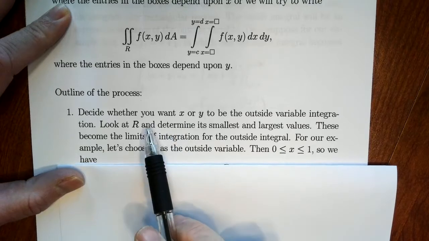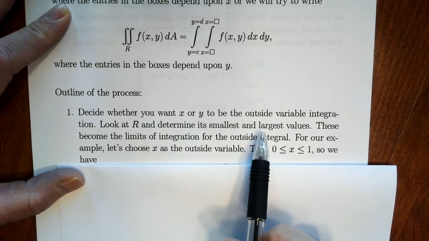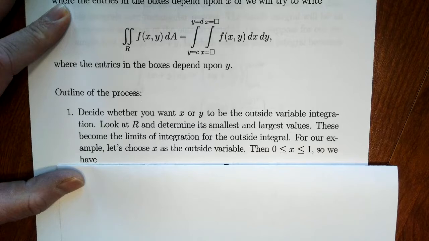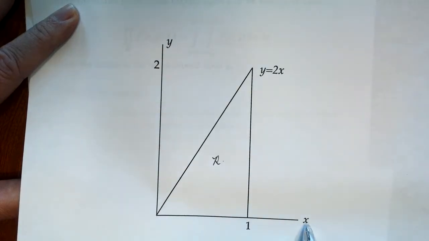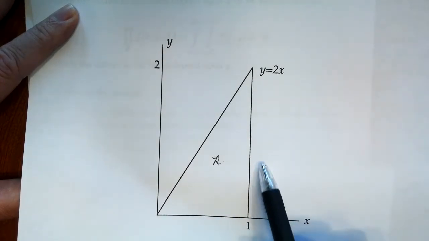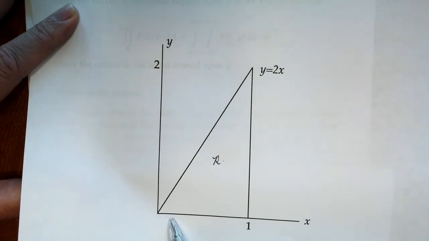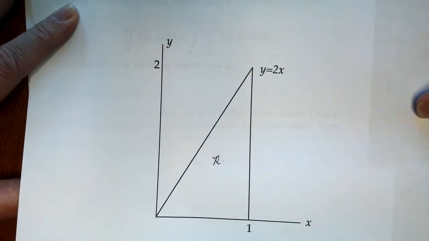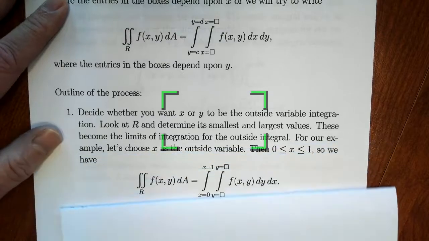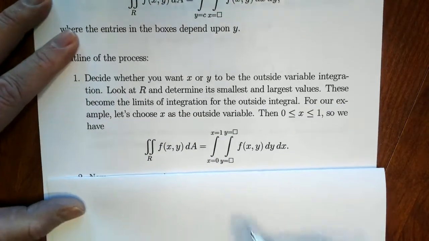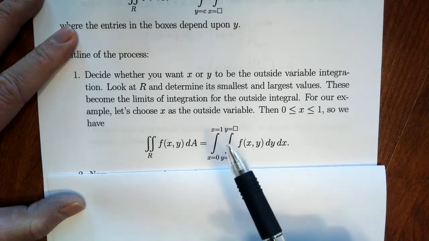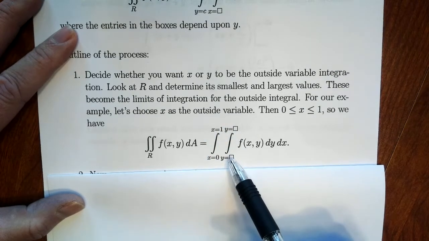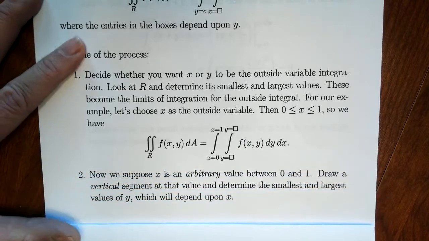What we want to do at that point is look at our region R and determine its smallest and largest values. So in our case, if we integrate with respect to x last, we can see that over this triangle, the smallest value of x is 0 and the largest value of x is 1. Those are going to become the outside limits of integration. x is going to go from 0 to 1. Now we have to determine the limits of integration for the inside integral.